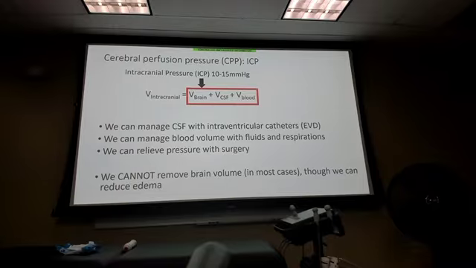The CSF, though, we can put in a drain in the head and actually drain out CSF to decrease the CSF that's in there. And with the blood, we can decrease the blood pressure or increase the blood pressure. So the CSF and the blood are the only two things that we can really manipulate to try to decrease the intracranial volume.